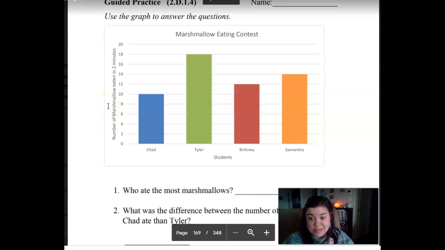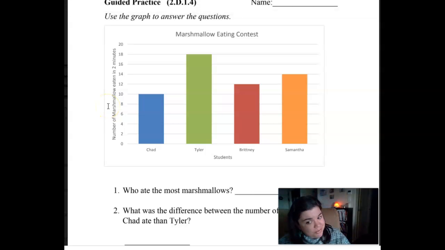Let's work on some of these together. If you don't have your whiteboard, pause the video and go grab it now. If you don't have a whiteboard, you can always use paper and pencil. But a whiteboard makes it nice because we don't have to waste any paper and pencil. We can just erase and check our answers real easy.